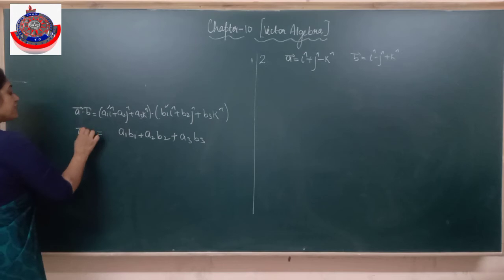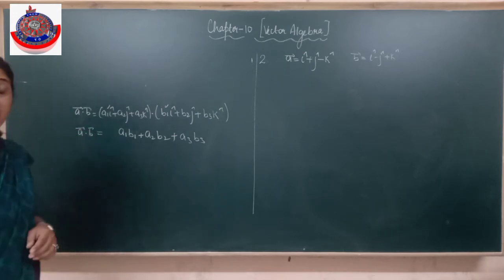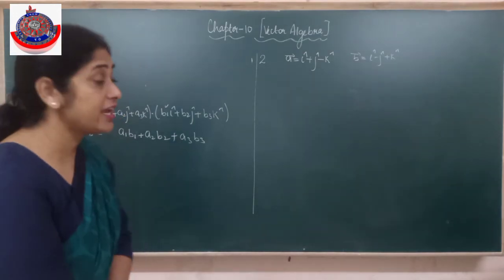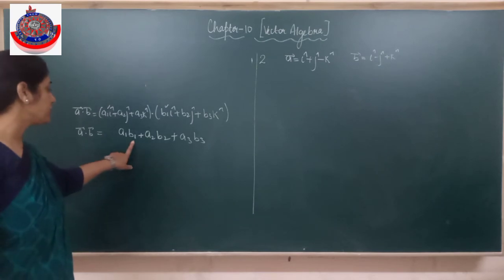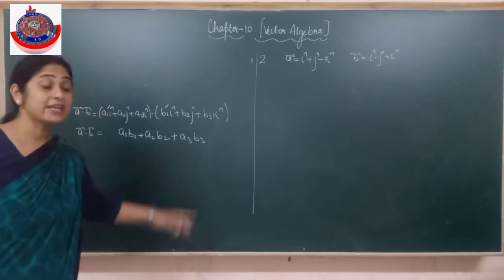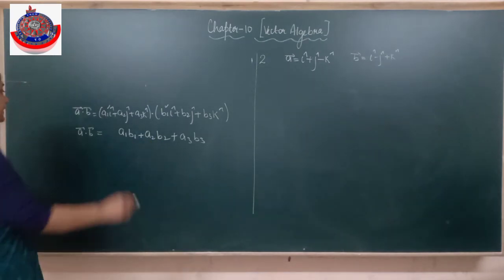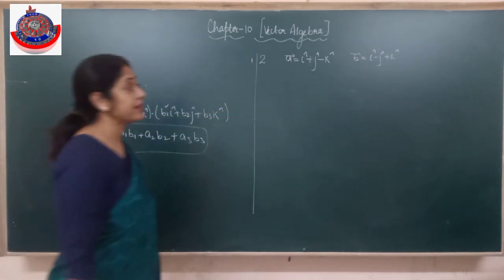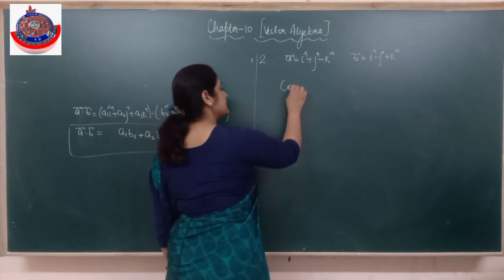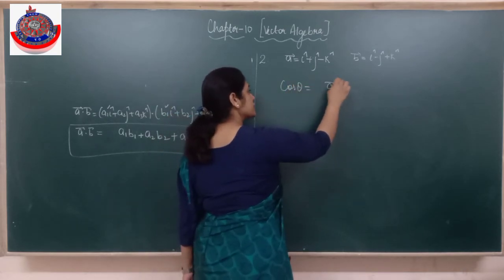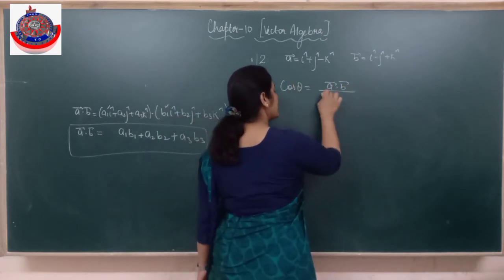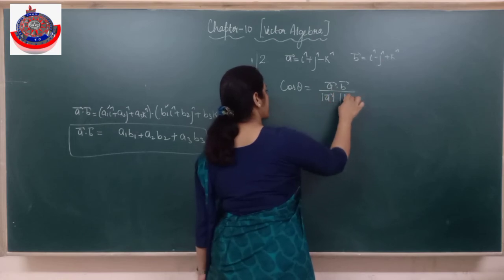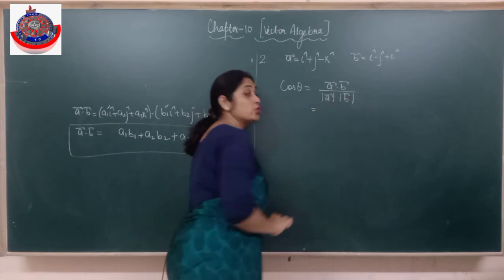So that means if the vectors are in component form, the A vector dot B vector is A1 B1 plus A2 B2 plus A3 B3. Is this clear? It is given like this. Now I need to find out the angle between these two vectors. I know that the formula is A vector dot B vector divided by their magnitudes. And right now we have seen how to take a dot product.